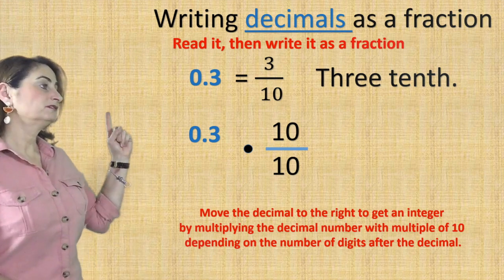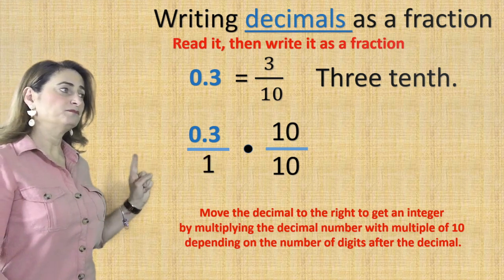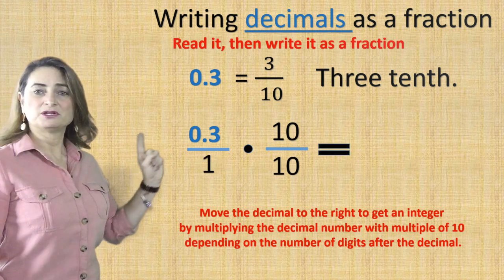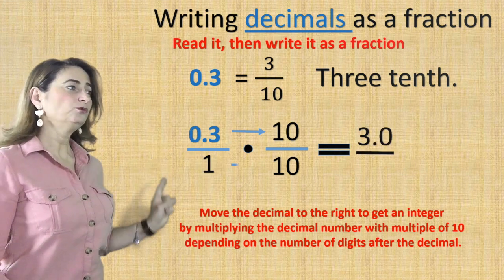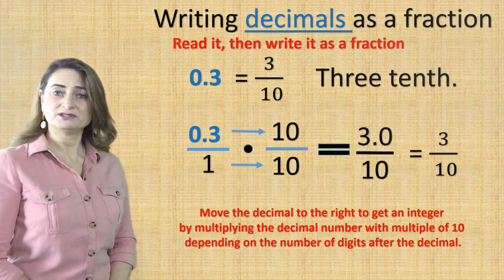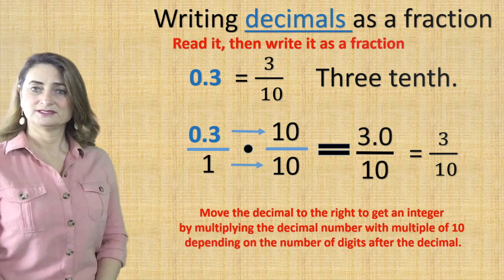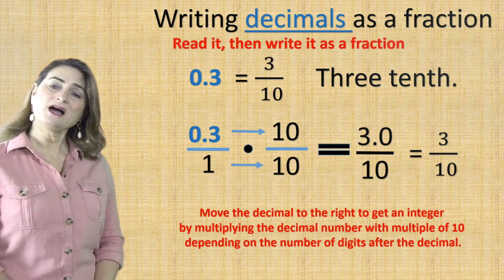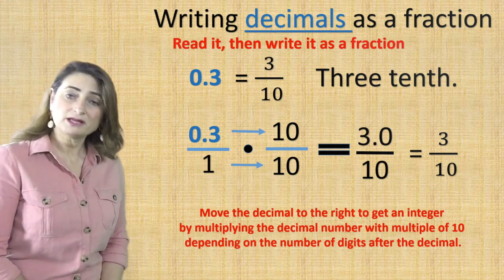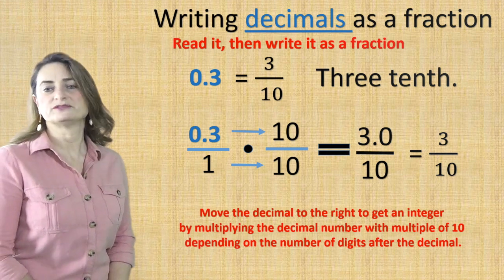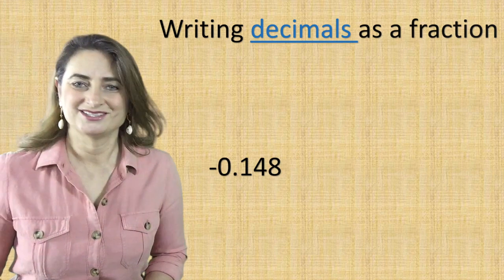Now you have a number times a fraction. Make that number a fraction by putting it over 1 and multiply across. 0.3 times 10 is 3, and 1 times 10 is 10. To simplify that, you get 3/10, which is the same thing as the first one. So think about how many times you need to move the decimal to get an integer by multiplying it with multiples of ten. Now let's practice one more example, and I promise it will get easier.